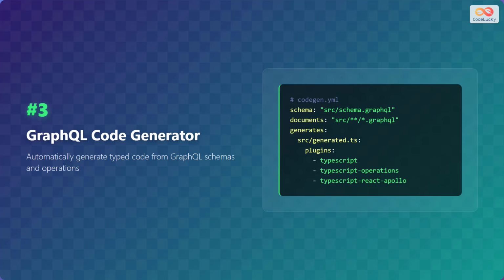Here is an example of a code generation configuration file. In the code generation config file, you specify your GraphQL schema and documents. Then you specify the code generation plugins like TypeScript, TypeScript Operations, and TypeScript React Apollo.